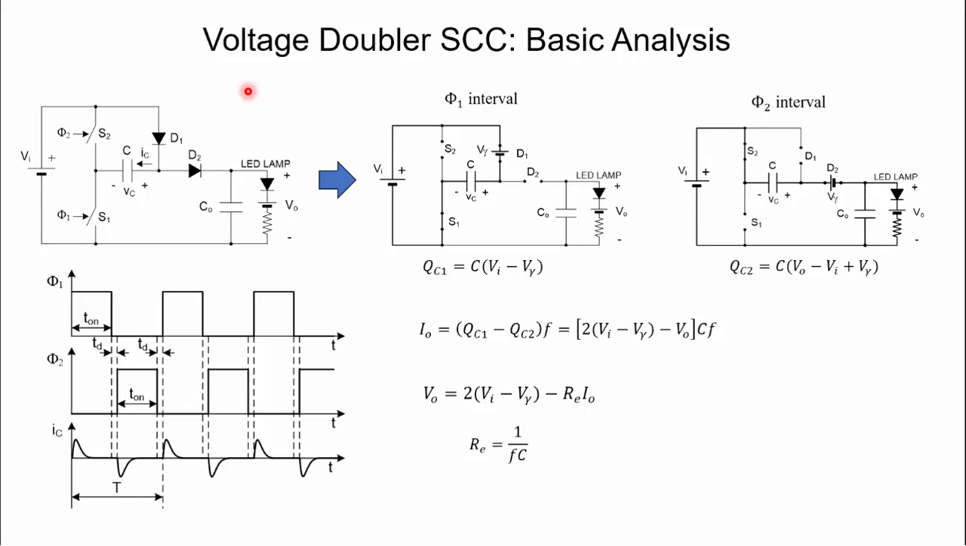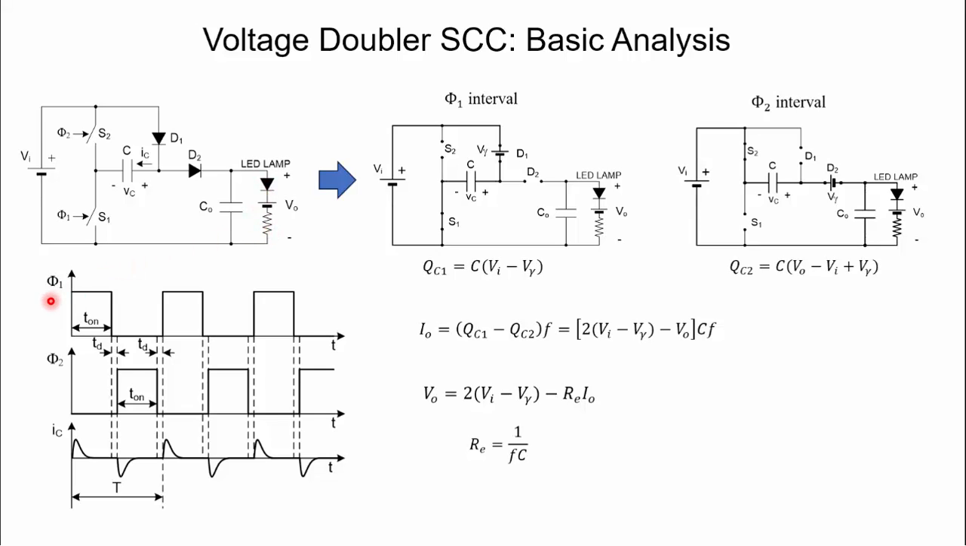So in this slide we are showing the basic analysis of this converter. We have here the schematics of the voltage doubler SCC. We have two switches here and two diodes. We have the switch capacitor at this point, and then we have the output capacitor to filter the output, and then we have the LED load.